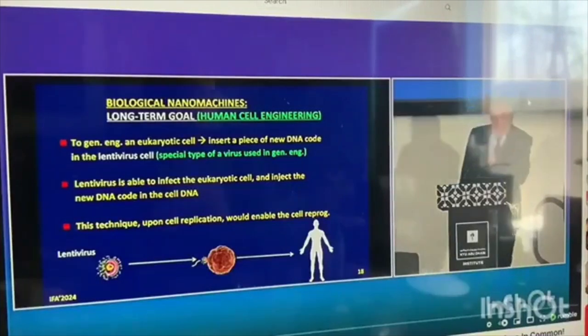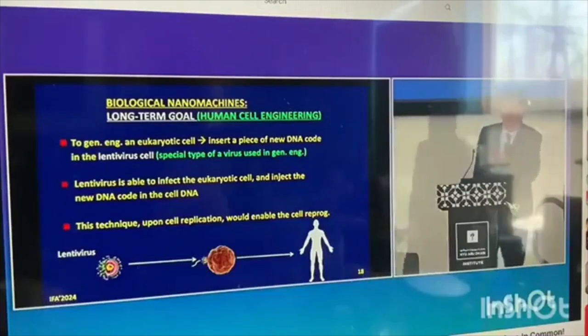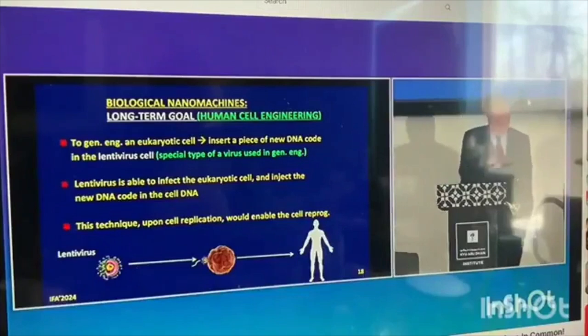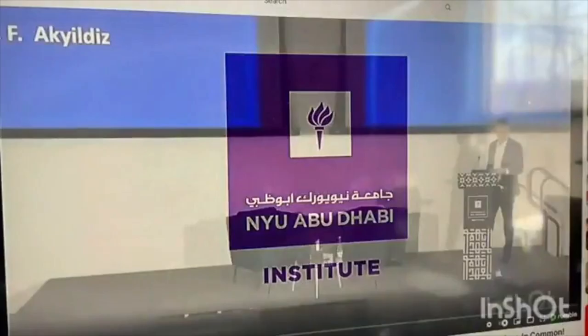Cases. So how we do this here is we insert a piece of a DNA code, which is called lentil virus cell, and which is a special type of virus used in genetic engineering, as you see here. And then this lentil virus is able to infect a eukaryotic cell and inject a new DNA code in the cell DNA. And then this cell is a healthy cell, and it can go and fight the ill cells.